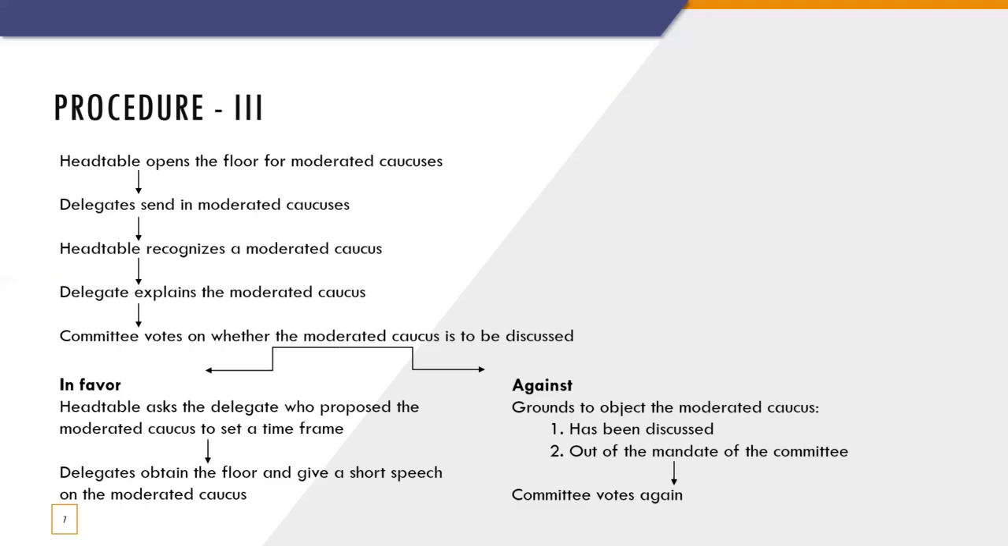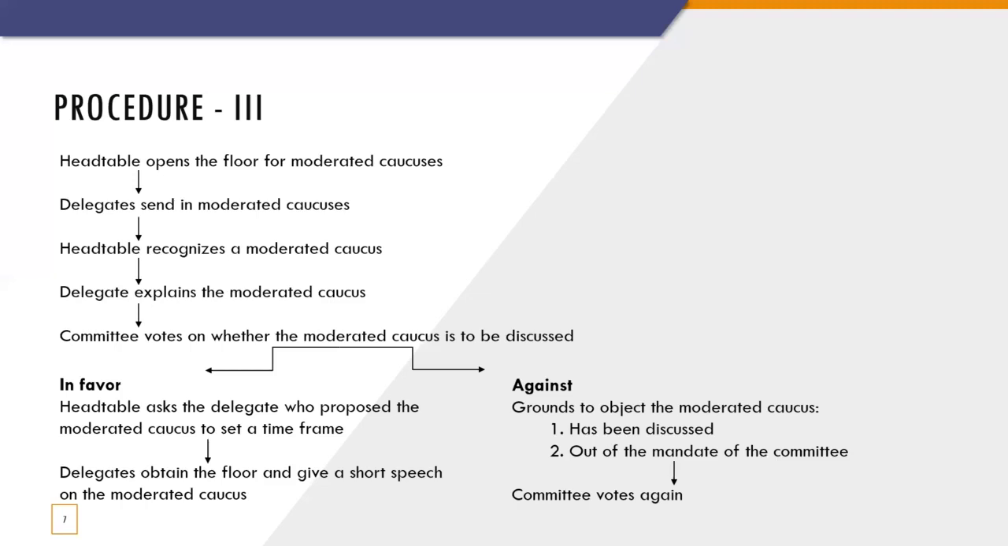If there are objections, there are two grounds to object to a moderate caucus. As written here, the first ground is that it has already been discussed before. Say in this refugee crisis topic, unemployment has been very well discussed by the other nations. Say the UK and Germany really came out and spoke a lot about unemployment. Then you can object to the moderate caucus because it has already been discussed before and it won't be a productive use of committee time.